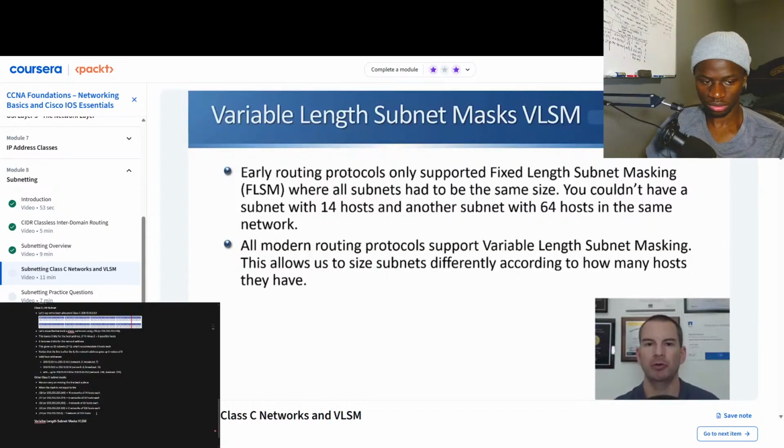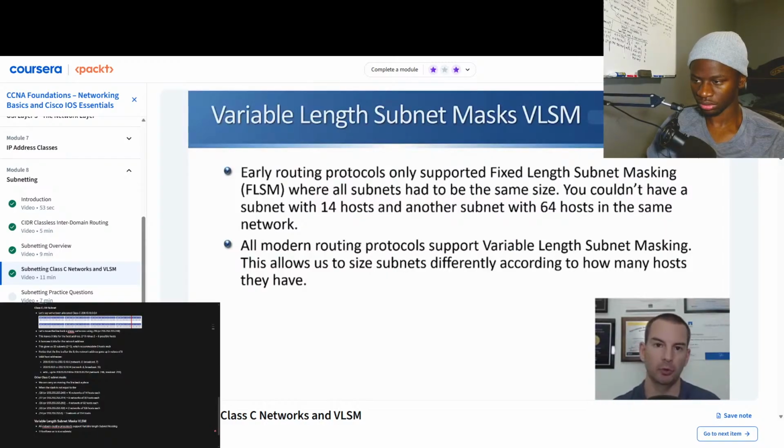Early routing protocols like RIP version 1 only supported fixed length subnet masks, which meant you could subnet, but all subnets in a particular network had to be the same size. So all of your different subnets had to accommodate 14 hosts, for example, or 30 hosts. If you had one subnet that needed up to 30 hosts, all your subnets had to be a size of 30 hosts, even if one of them only had 3 hosts in it.